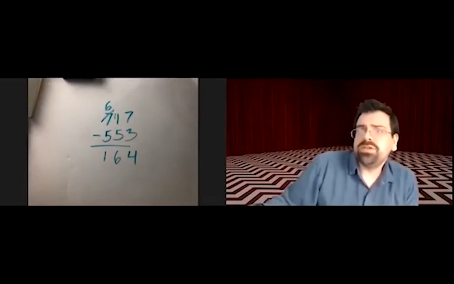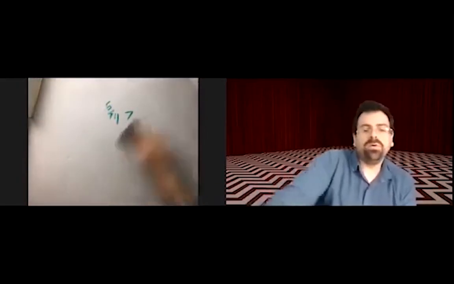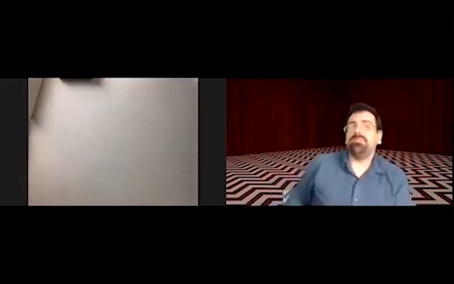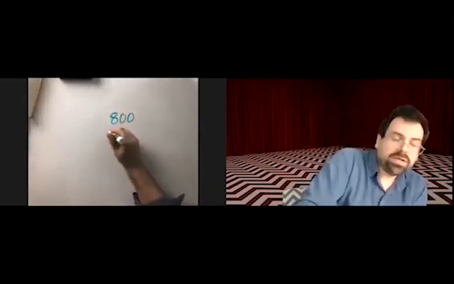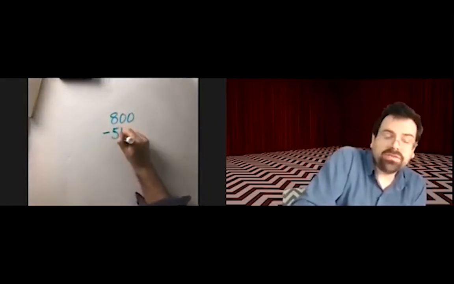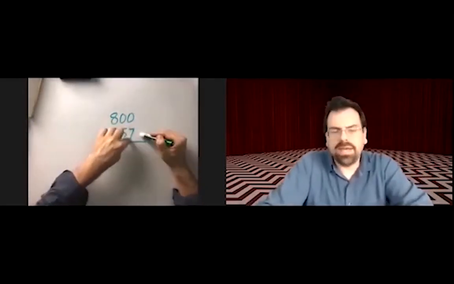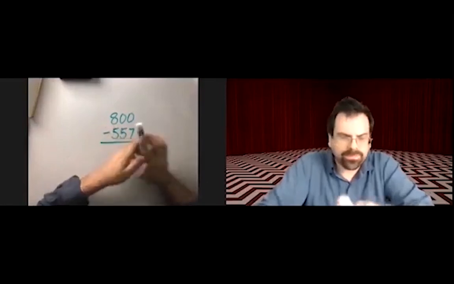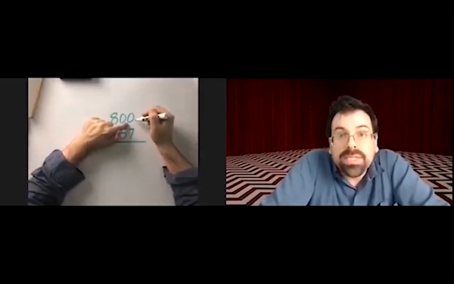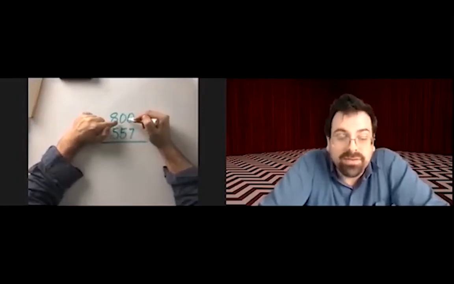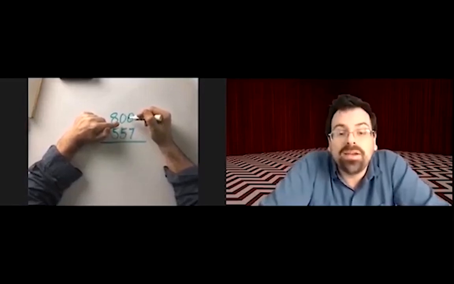So the next wrench is going to come in when we borrow from a 0. Something that happens in this problem. 800 minus 557. Okay, so 0 minus 7, we can't do it. Normally, we would take 1 away from what's to the left, but it's already a 0. We can't take 1 away from that.